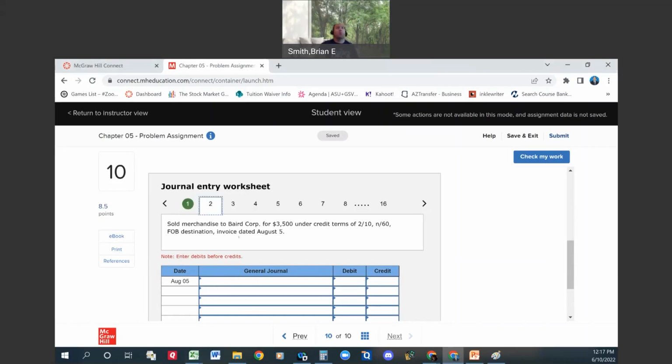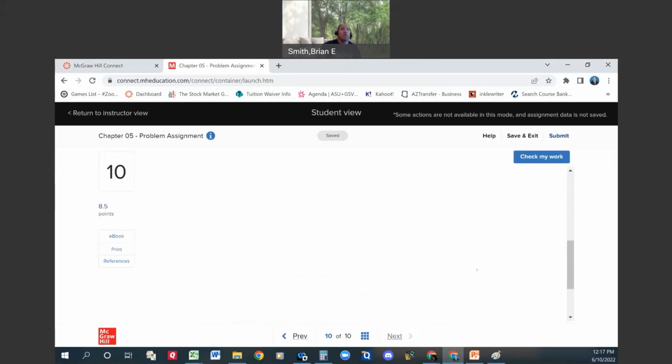Sold merchandise to Baird Corporation for $3,500 under credit terms, dated August. Okay. So now Baird Company, coming over here. I'm going to put that over here as they owe us $3,500. Again, your numbers could be different too. So we're going to go accounts receivable for Baird for 3,500. And then we're going to credit sales for 3,500. Too easy. Those ones are too easy. Oh, I clicked check my work and I didn't mean to. Okay, so there's where we're at right now.